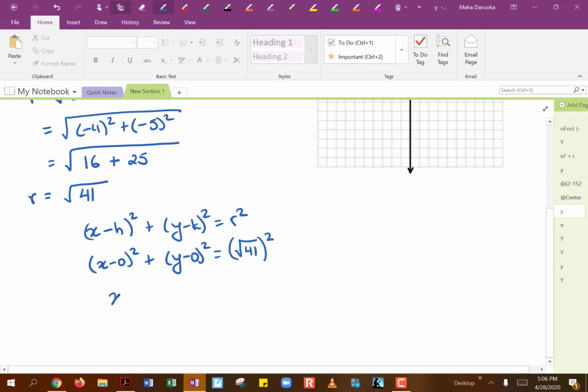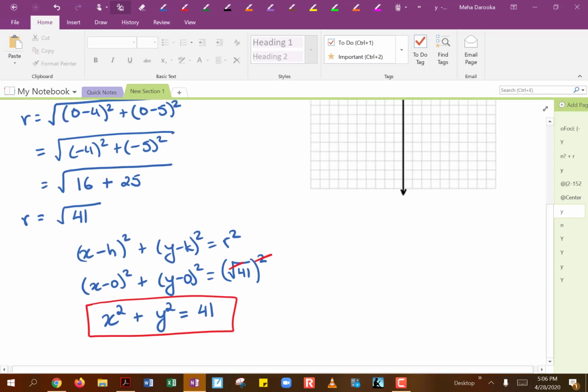x minus 0 will give us x, and that will be x squared. y minus 0 will give us y, so that's y squared. And then square root of 41 raised to the second power, so the square and square root cancel each other out, giving us equal to 41, and this will be the equation of our circle.